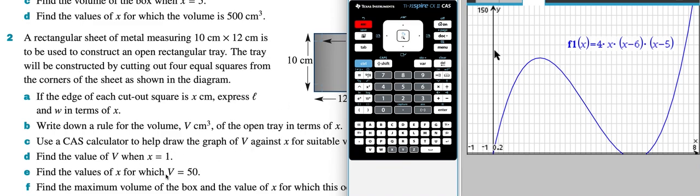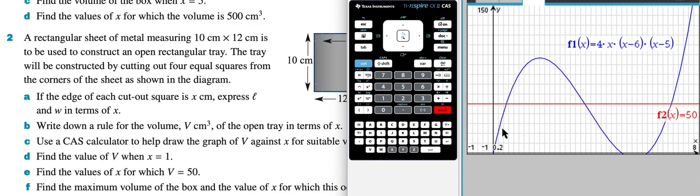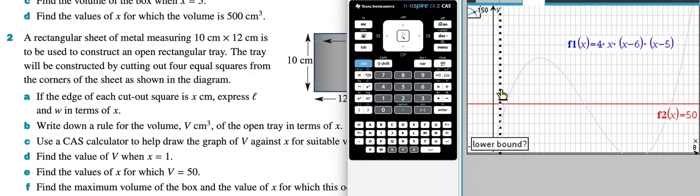It says find the values of x for which v is 50. So I could do a solve function and solve for 50 equals 4x times x minus 6 times x minus 5. I can do that and solve for x, right? If I've got the graph though, I can just do menu, graph entry, graph function, and type in 50. Right, because that's when the volume is 50. Okay, and then what I can do is I can just do analyze graph intersection.